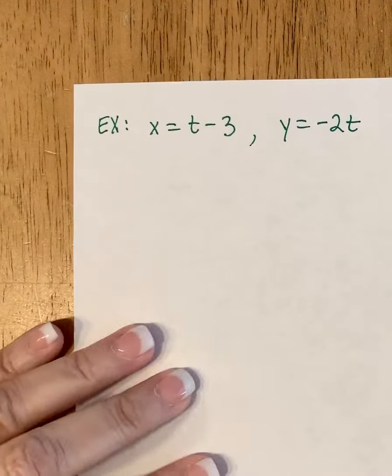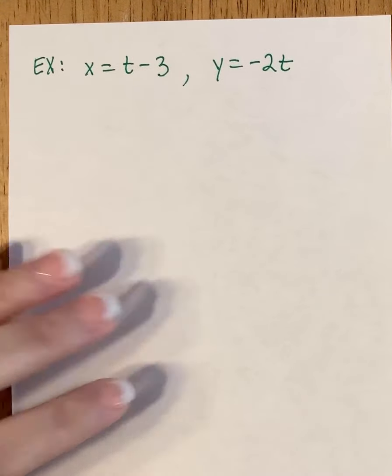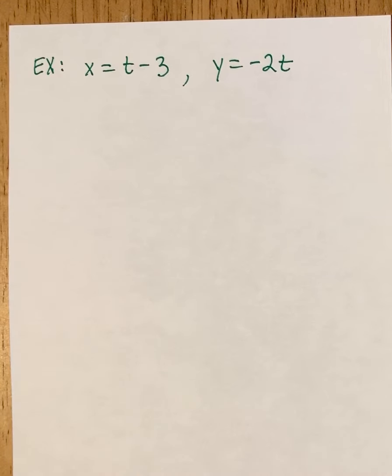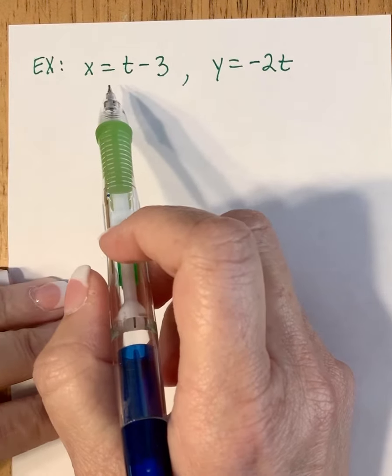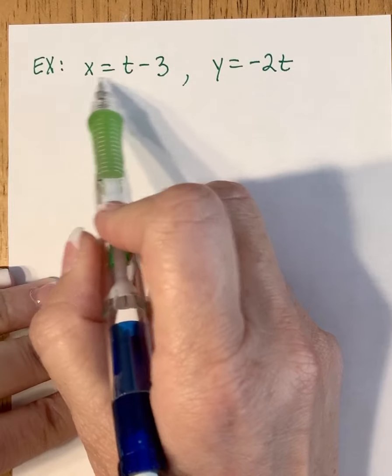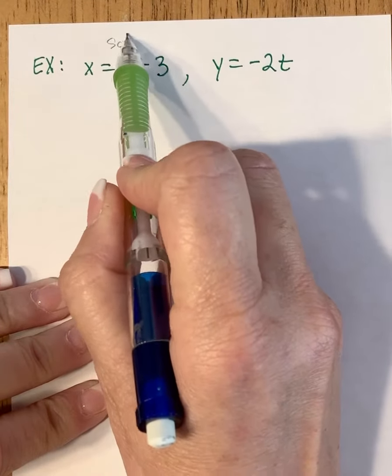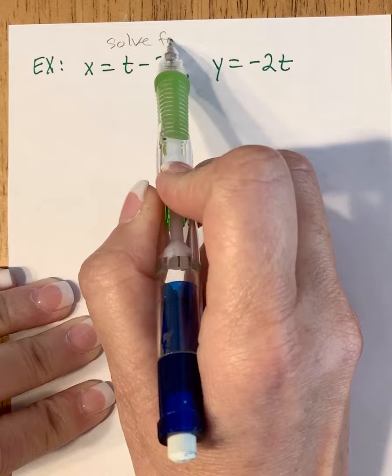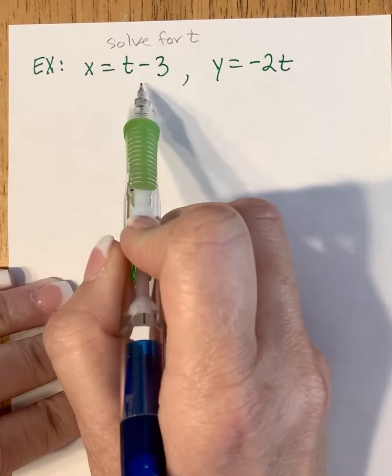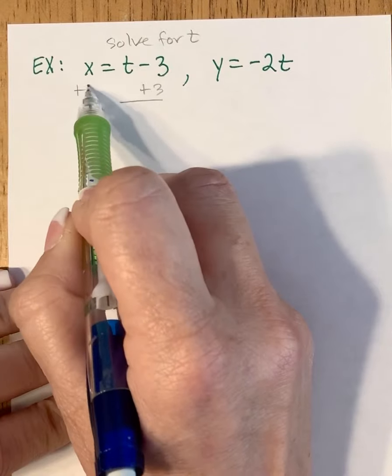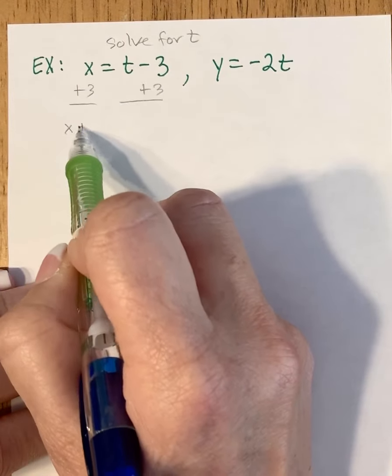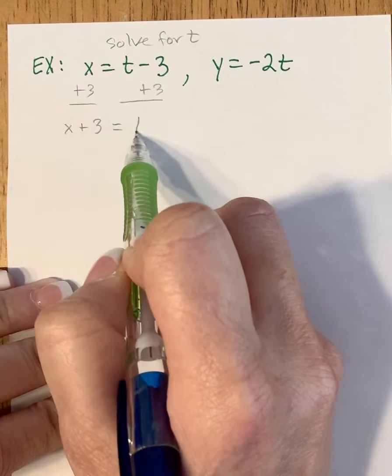So let's say we're looking at this set of parametric equations. This is from the first parametric equations example that we did. Okay, so I am going to look at each equation and think about solving them for t. So for this one here, to solve for t, it's not too hard. All I would need to do is add 3, and that would isolate t over here. So I get the expression that x plus 3 is equal to t.